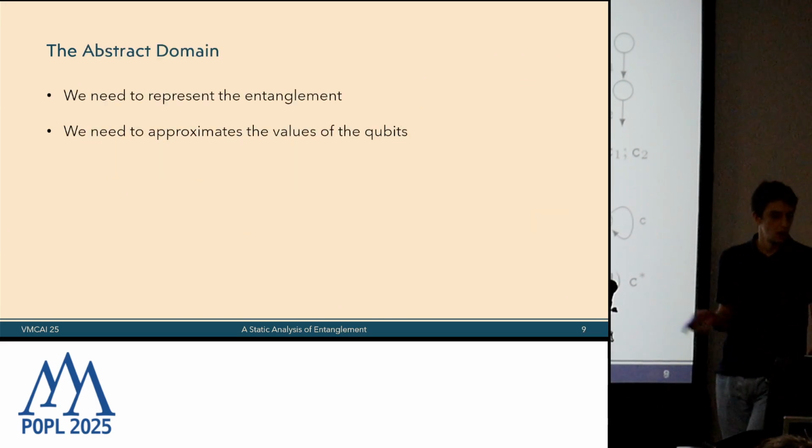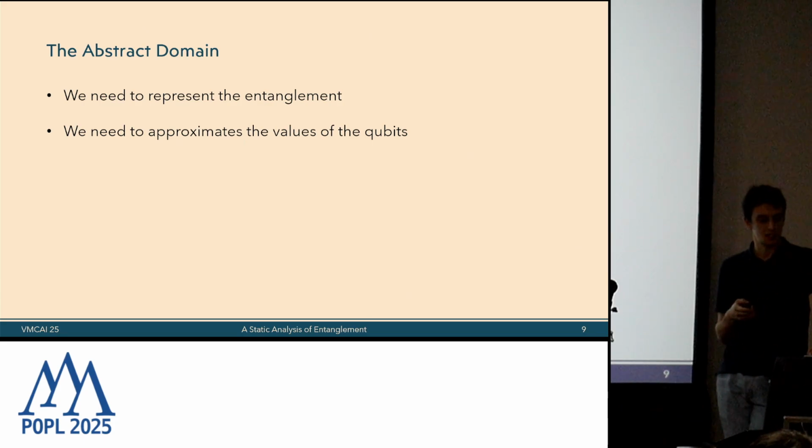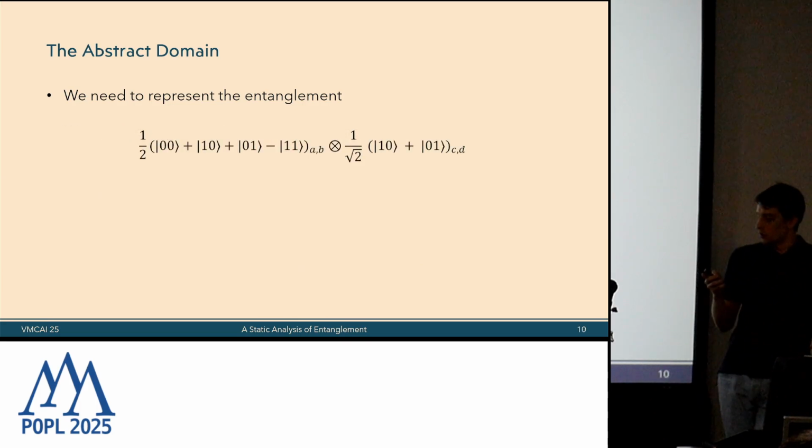So the second ingredient of our analysis is the abstract domain that we use to represent entanglement. In particular, with this abstract domain, we want to achieve two goals. We want to represent the entanglement relation between qubits, and also we want to try to approximate the value of the qubit during a computation. So let's start from the first task.